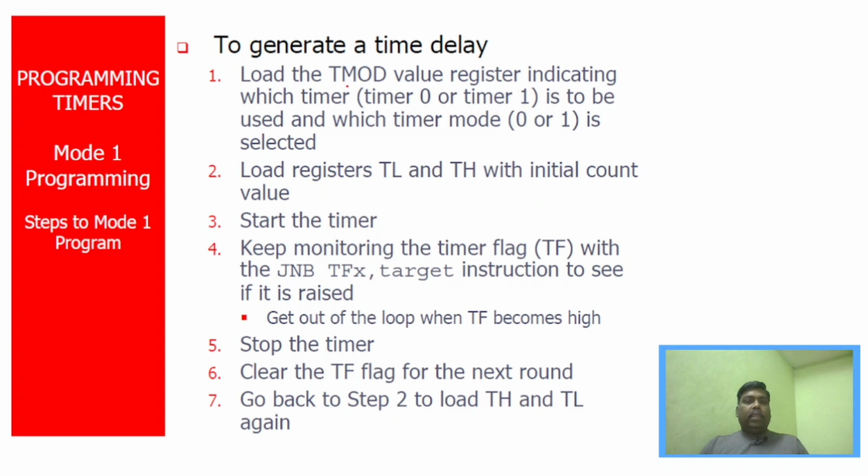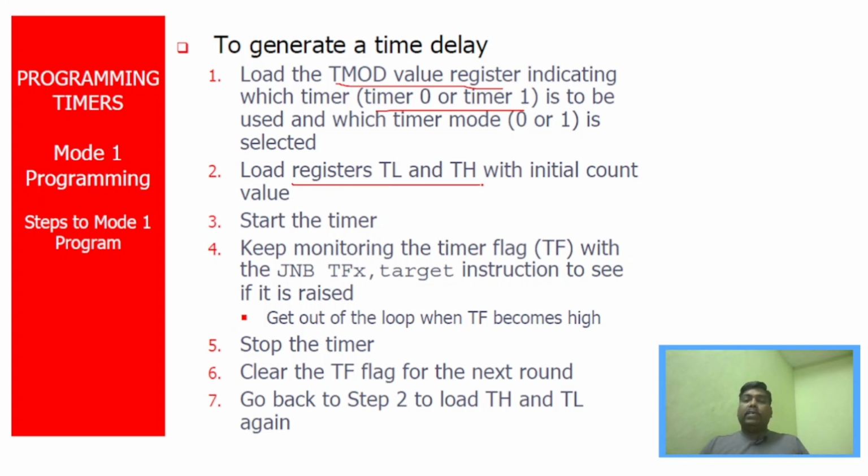So you can see here, first load the TMOD value, and then select either T0 or T1. By loading the TMOD value, we are able to select timer 0 or timer 1. And similarly, load the TL and TH values as we discussed, and then start the timer.